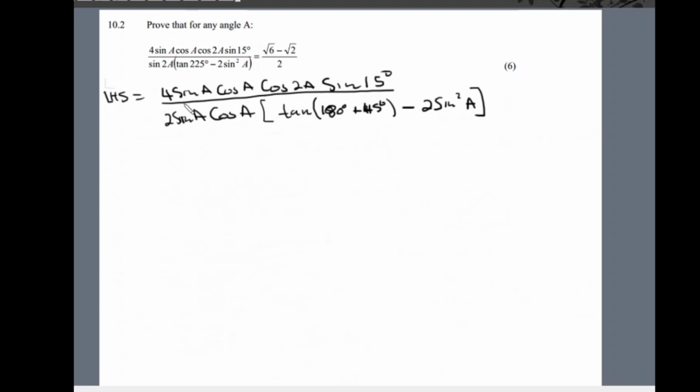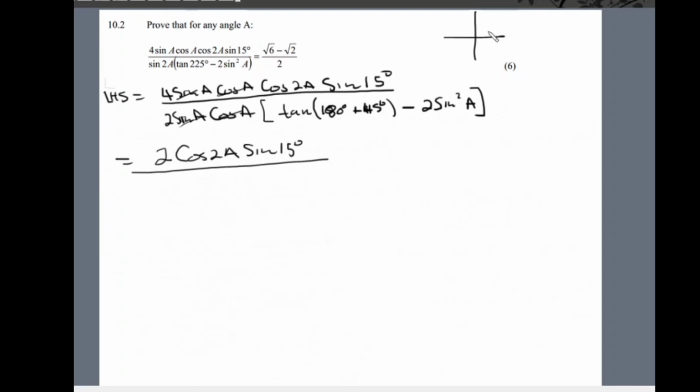Right, now looking at this, we'll see that sine and sine will cancel, cos and cos will cancel, and then we'll have 4 divided by 2. So we'll have 2 in the numerator. 4 divided by 2 is 2, so we'll have 2 cos 2A sine 15 degrees, right? And then divided by, in the denominator we'll have tan (180 plus 45).